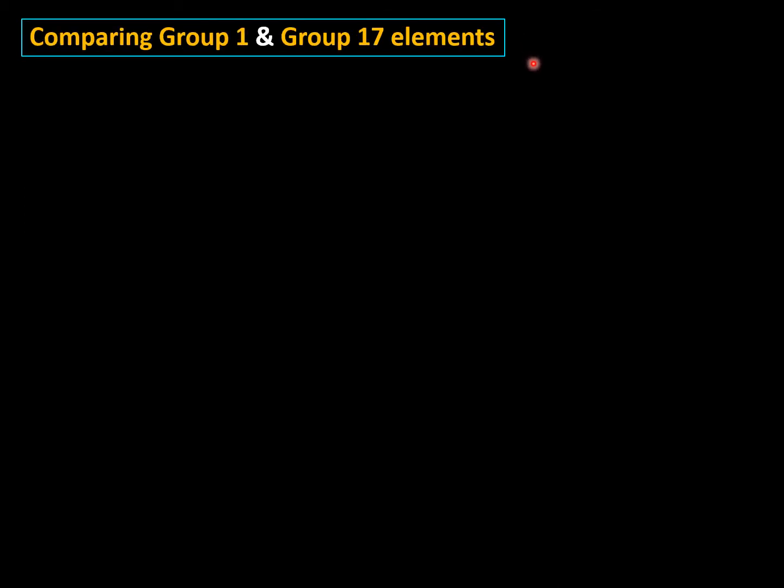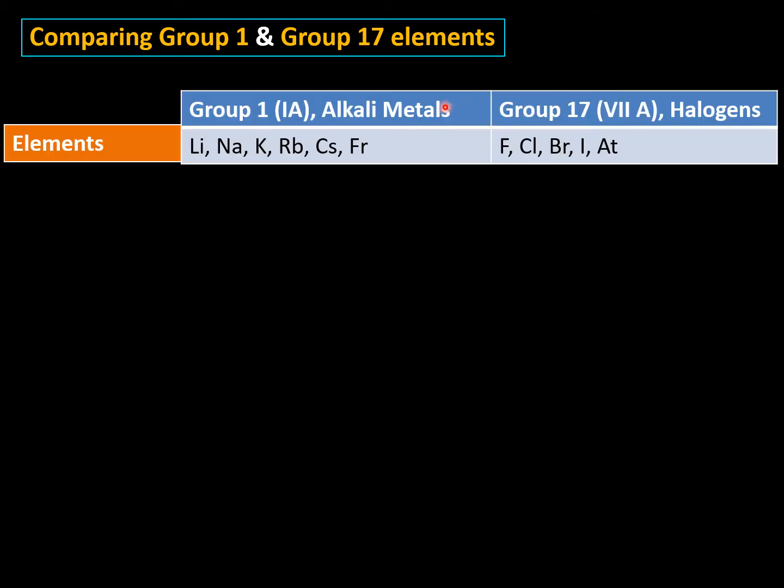We will be comparing group 1 and group 17 elements in this slide. We have alkali metals in group 1. They are lithium, sodium, potassium, rubidium, cesium and francium. Among these, francium is a radioactive element. In group 17, we have halogens: fluorine, chlorine, bromine, iodine and astatine. Among these, astatine is a radioactive element.